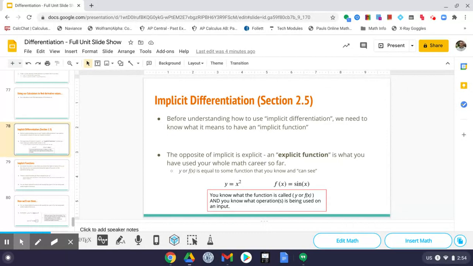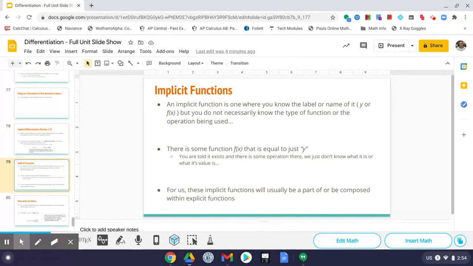But there are such things in math that come up, which are called implicit functions. And basically, all that means is that there is some function that exists. So you're told some function exists. And typically, you're also told what the label or the name of that function is, whether it's y or f of x. For this particular video, it will almost always just be y. But so you know some function y exists. What you don't know is anything else about that function.